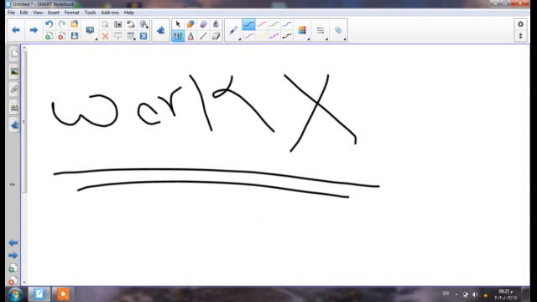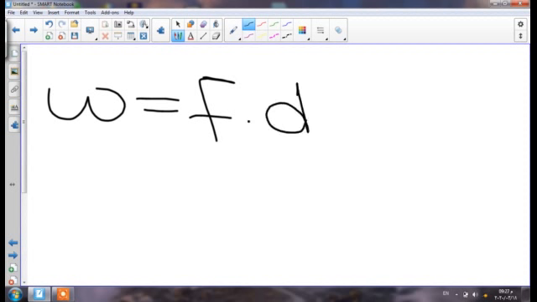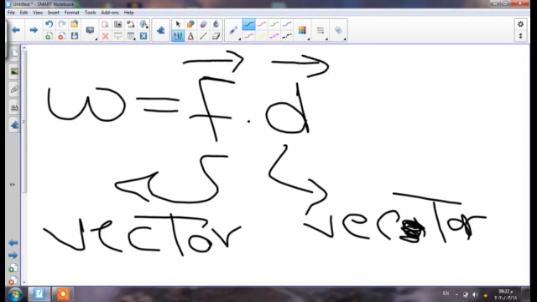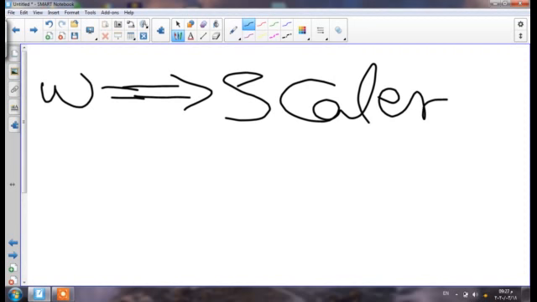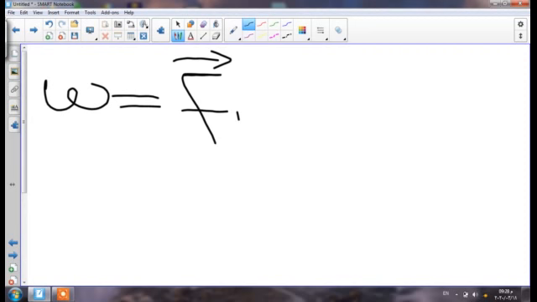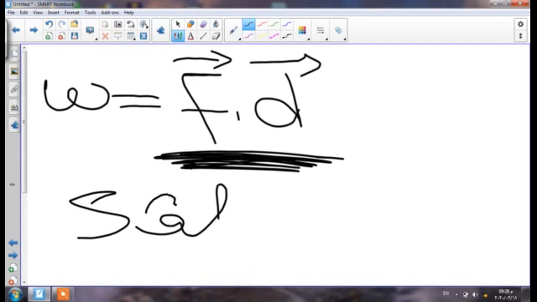Okay, work done is determined by the relation W, which is the work, equals force dot displacement. And we know that force is a vector physical quantity, and displacement is also a vector physical quantity. So work is the result of the multiplication of two vectors, so work is a scalar physical quantity. W, work, equals vector force dot displacement. This multiplication is a scalar product.